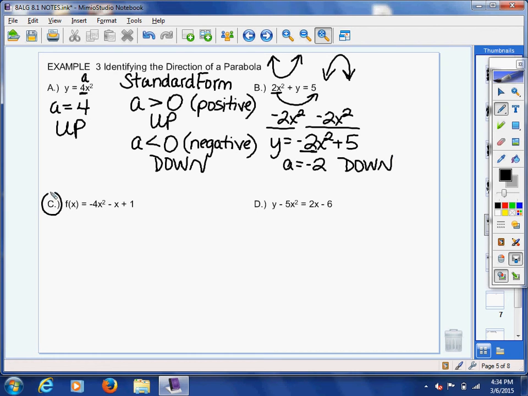Okay? So I'm going to leave C and D as extra credit possibilities for you. So remember, it's 2 steps. Make sure y is by itself, then look at the number in front of your squared variable, and if it's positive, it's going to open up. If it's negative, it's going to open down. Okay, make sure you show your work and that you've rearranged the equation if needed and justify your answer. Okay, bring your questions to class tomorrow.